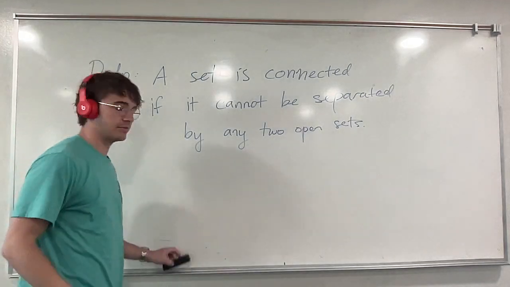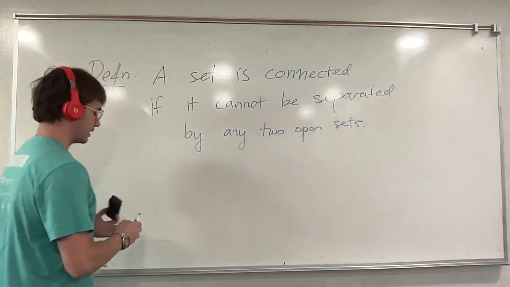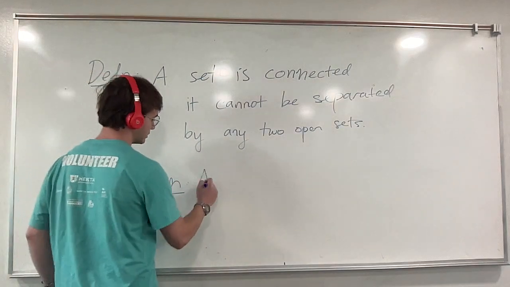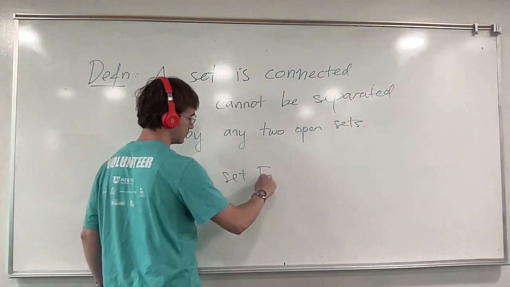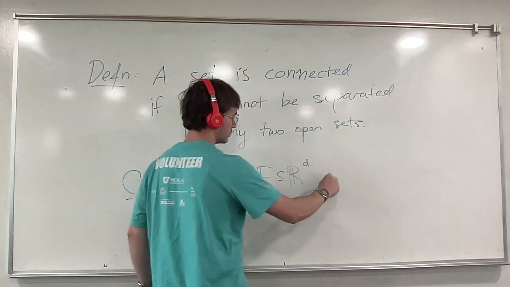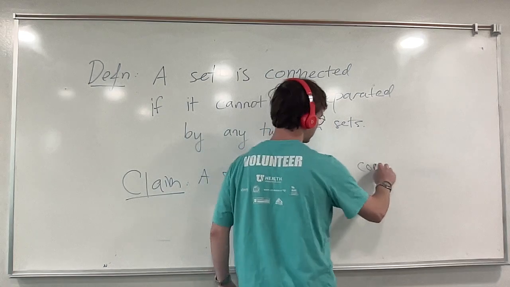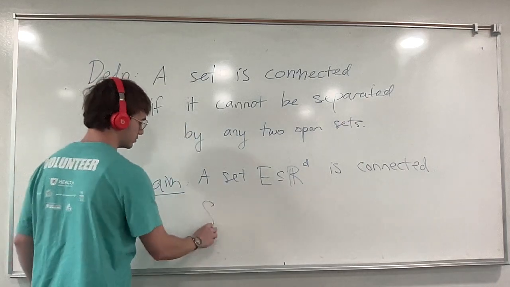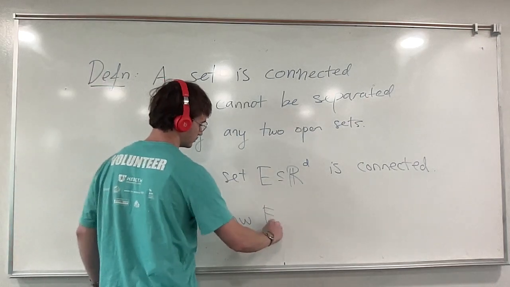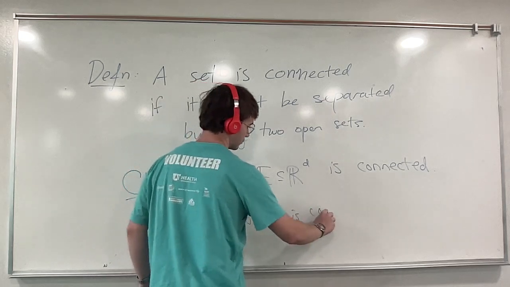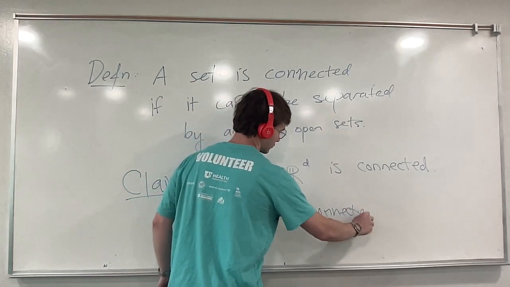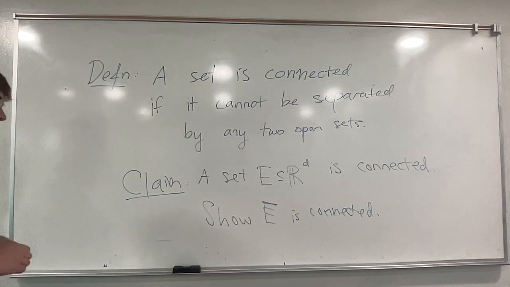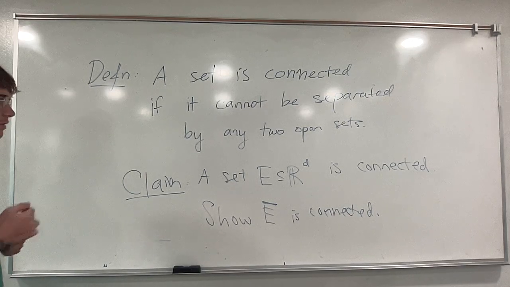Okay. So let's get into the statement that we're trying to prove here. Okay, so my claim is that a set E in R^D is connected. Show that E closure is connected. All right, wonderful. So this is our claim. Let's get into the proof.